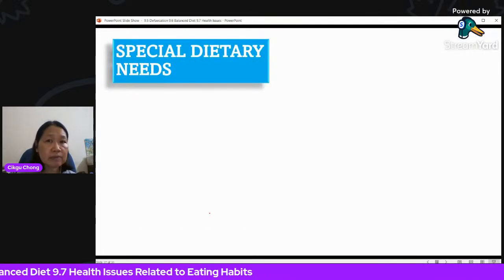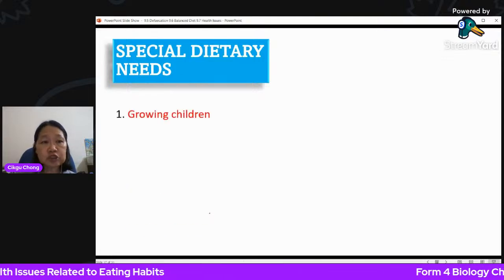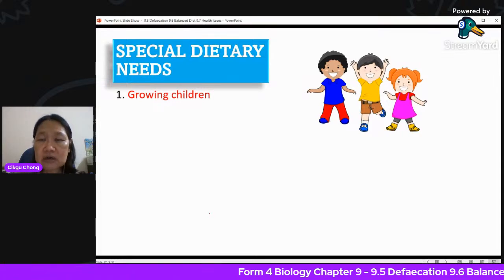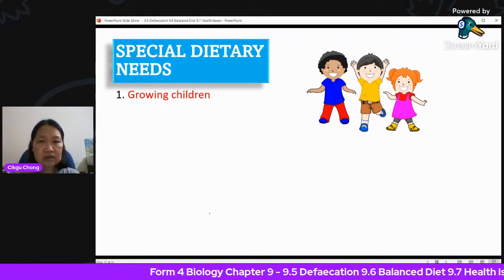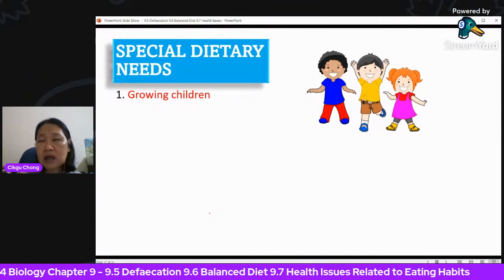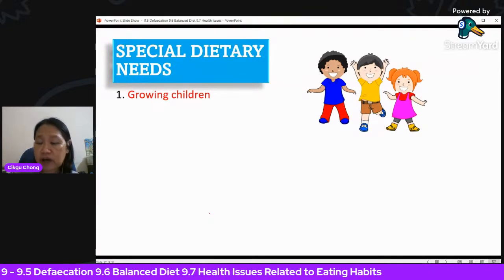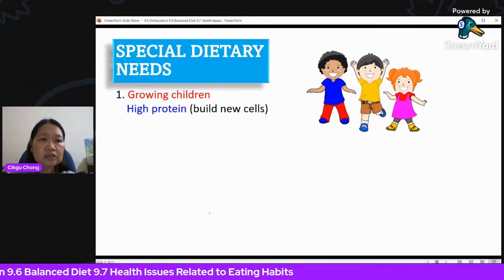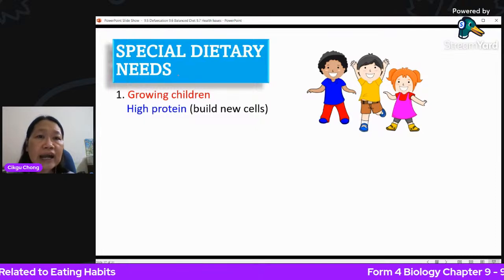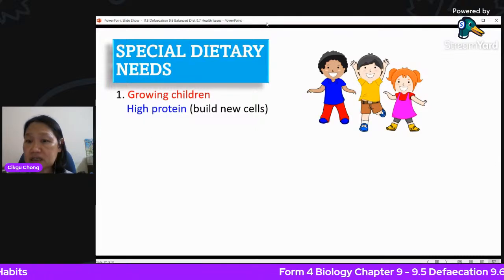Now, what about special dietary needs? In case there are questions that come up. So what about children? What are the dietary needs for growing children? As you know, they're very active. They need a lot of energy, but more importantly, they're still growing. They need to make new cells. So they have to have a lot of protein. So you've got to give them high protein, and you must also rationalize it. Why high protein?